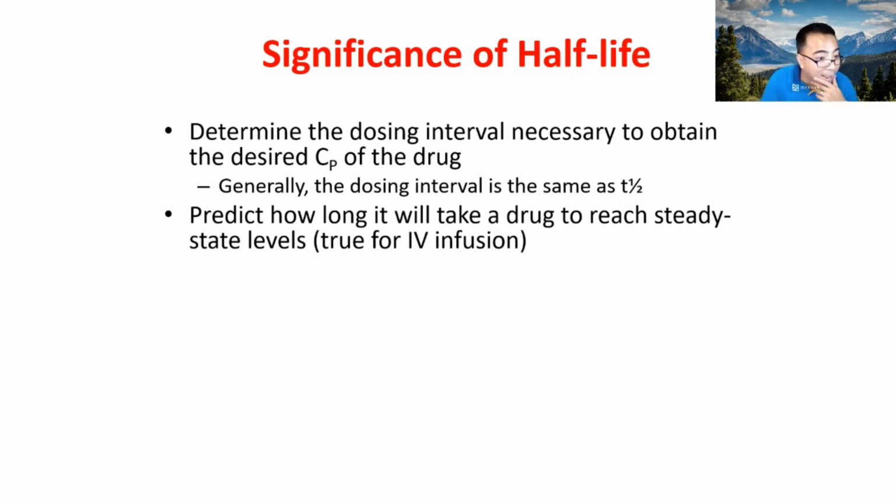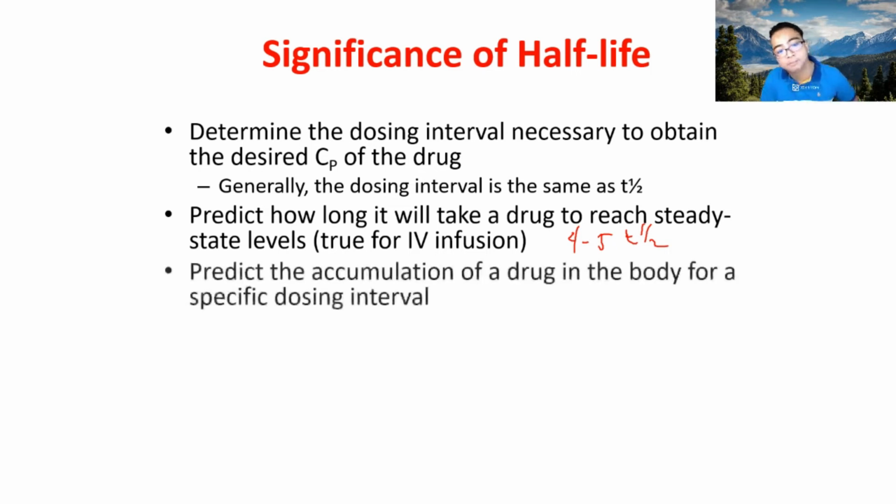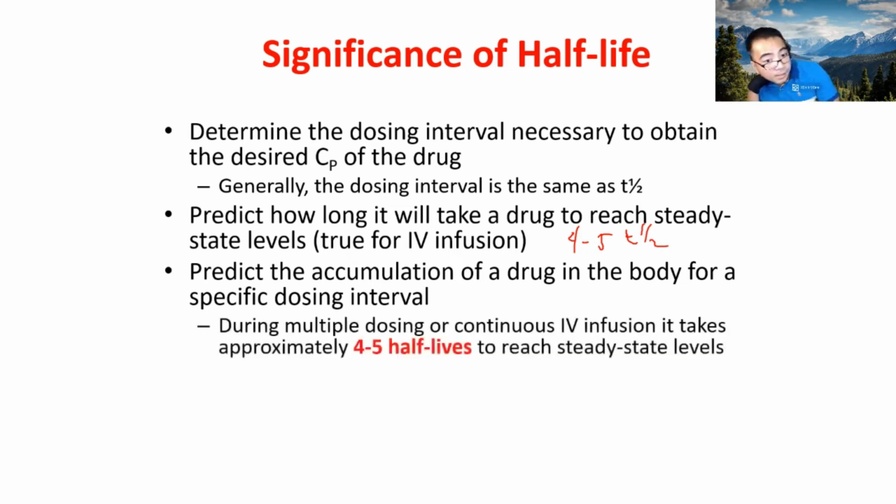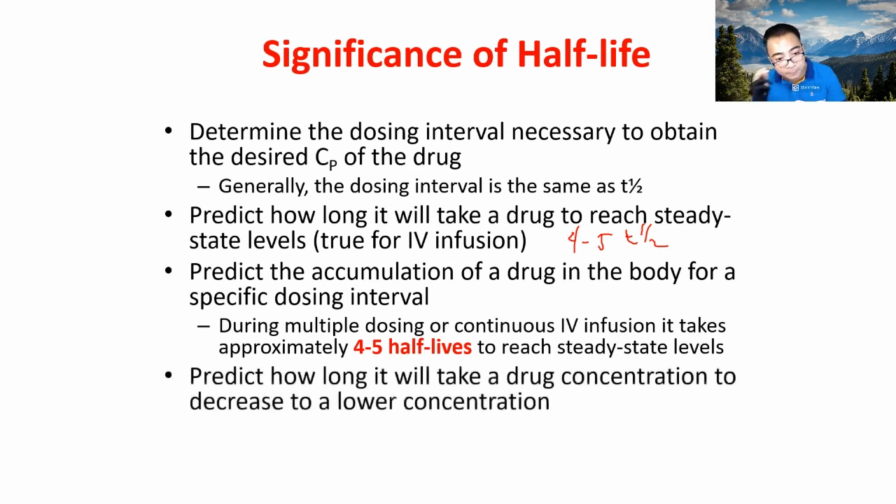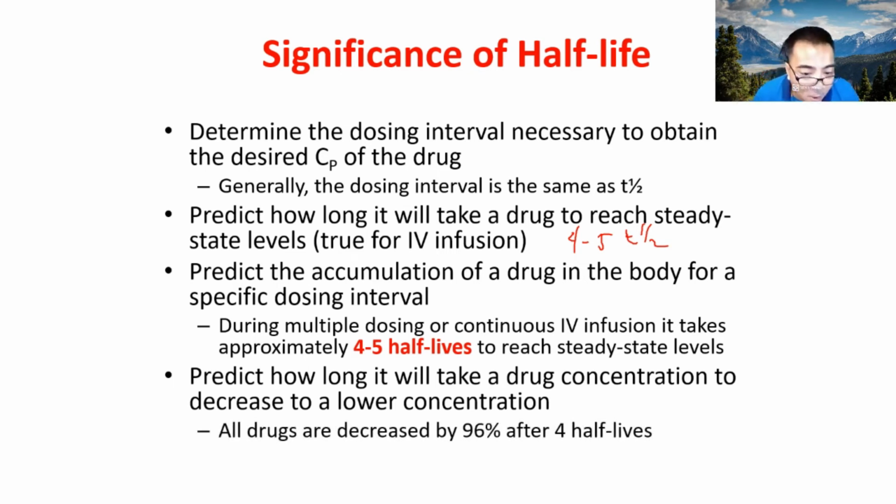So, gaano nga ba katagal? How many half-lives, class? So, sabi natin, di ba, it takes about 4 to 5 half-lives to reach steady state concentrations. And predicts accumulation of a drug in the body for a specific dosing interval. So, during multiple dosing or continuous IV infusions, it takes approximately 4 to 5 half-lives to reach steady state levels. And also helps us predict how long it will take a drug concentration to decrease to a lower concentration. And approximately, class, all drugs decrease by 96% after 4 half-lives.